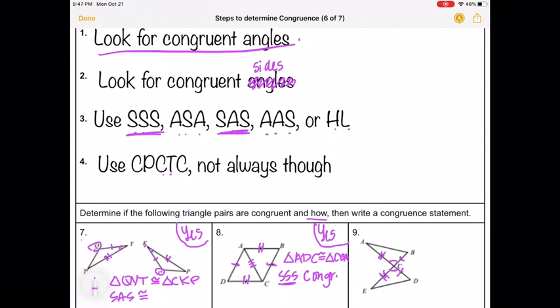Okay. So I would write my congruent statement. So yes, they're congruent. I would write my congruent statement as triangle BCA is congruent to triangle, and remember, we need to make sure here that we start with D and not E. So D, C, E. And our reason would be side, angle, side.